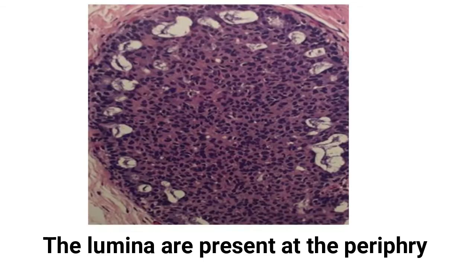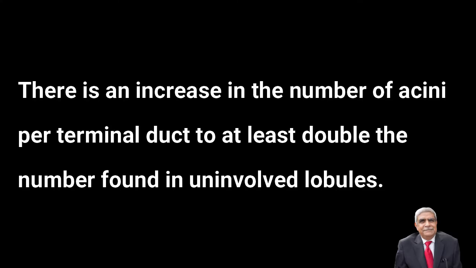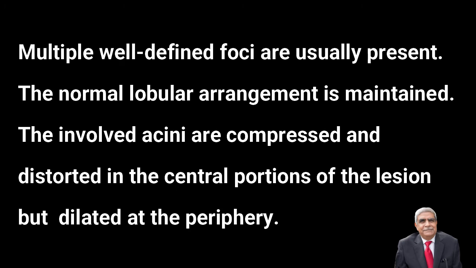In this photograph, there is solid proliferation of the cells but forming the lumina at the periphery. Sclerosing adenosis: there is an increase in the number of acini per terminal duct to at least double the number found in uninvolved lobules. Multiple well-defined foci are usually present. The normal lobular arrangement is maintained.